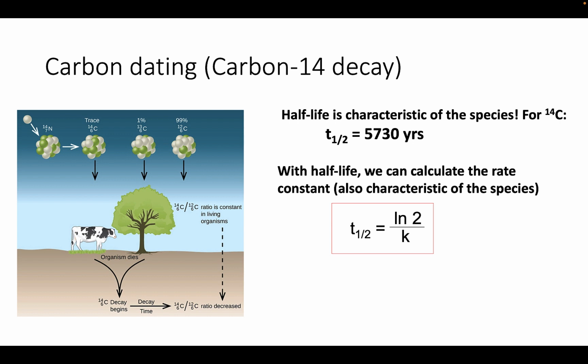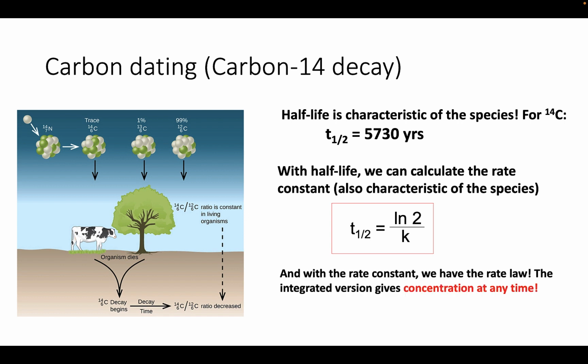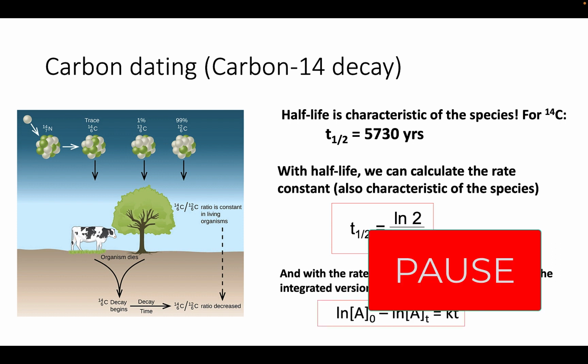This is just a rearrangement of our integrated first order rate law, and by just saying, what if we have half left? With this, we can get the amount that's present at any time, or given the amount that's present, we can find out the age that it's been. So what's an example of this? This is the equation that we're going to use.